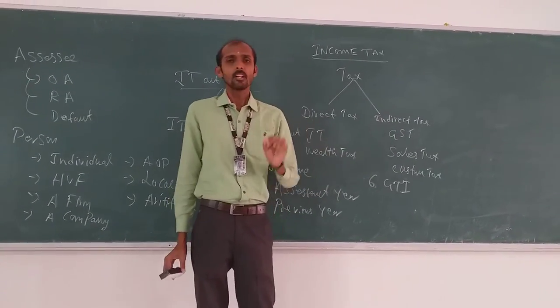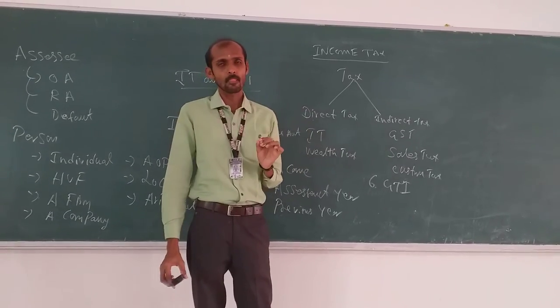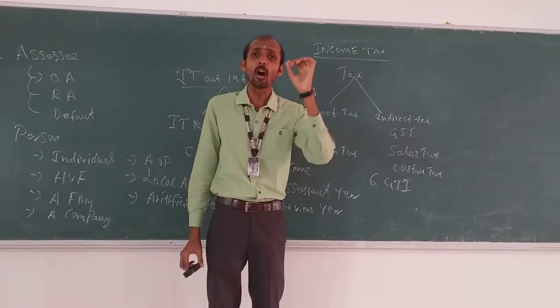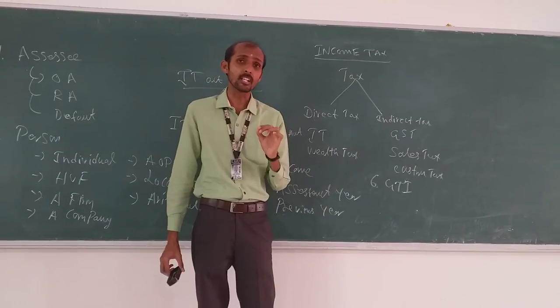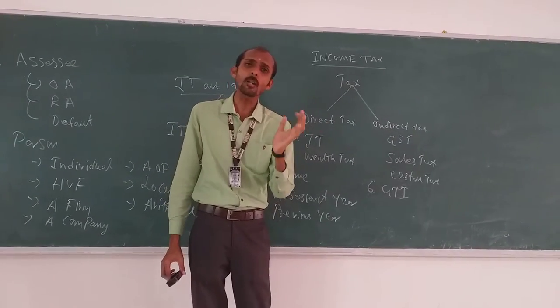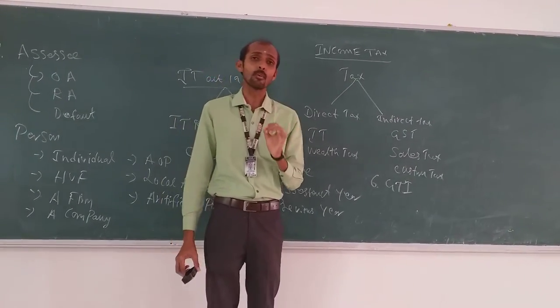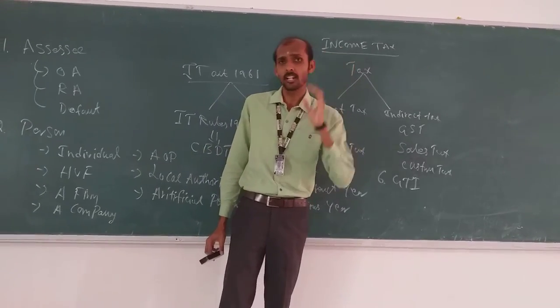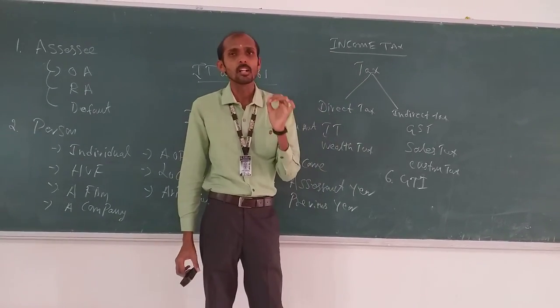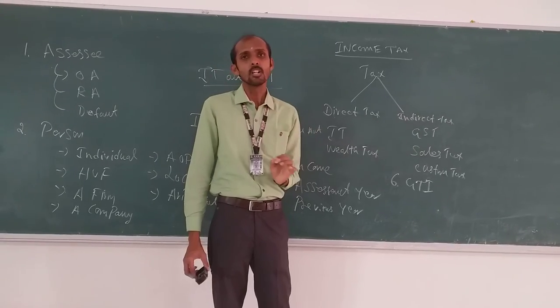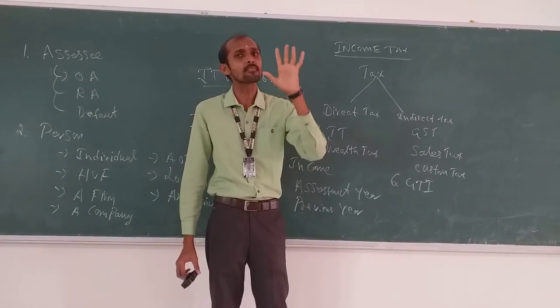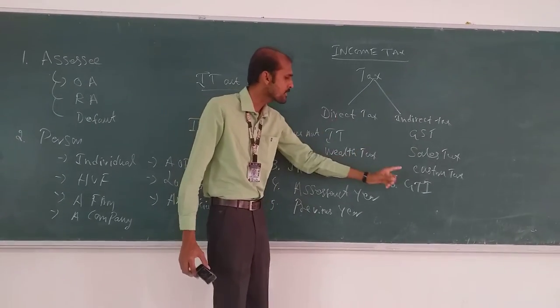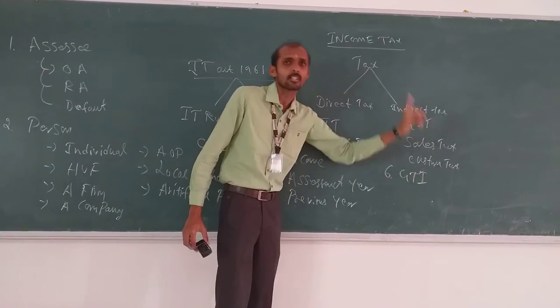Number 1, income from salary. Number 2, income from house property. Number 3, income from business or profession. Number 4, income from capital gain. And number 5, income from other sources. The total of all these 5 heads of income is called gross total income.